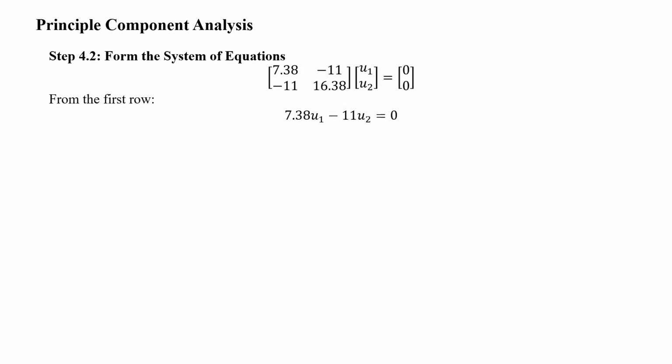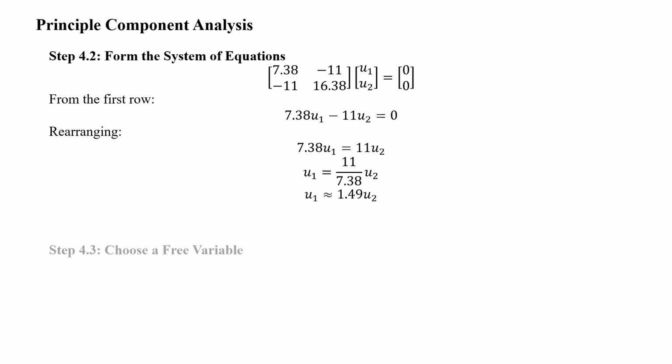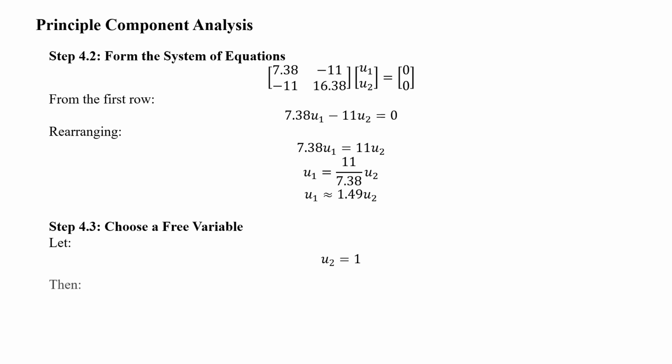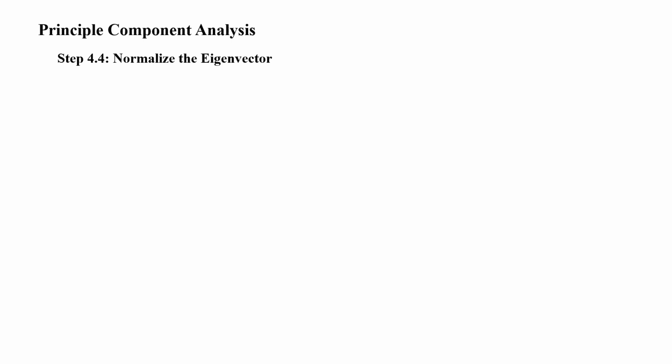Now we form the system of equations. We use the matrix [7.38, -11; -11, 16.38]. Rearranging the equation, u1 is approximately 1.49 times u2. Step 4.3. Choose a free variable. Let u2 equal 1. Then u1 becomes 1.49. So the eigenvector becomes (1.49, 1). Now we normalize the eigenvector.